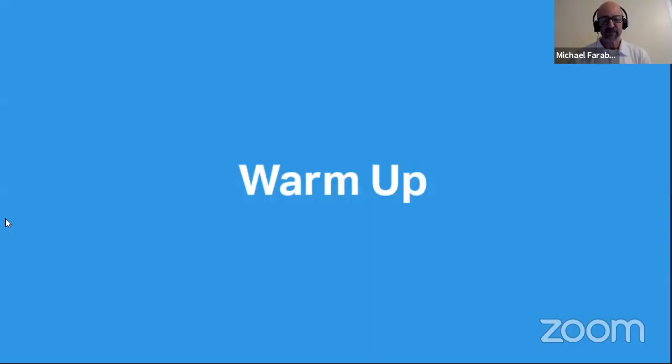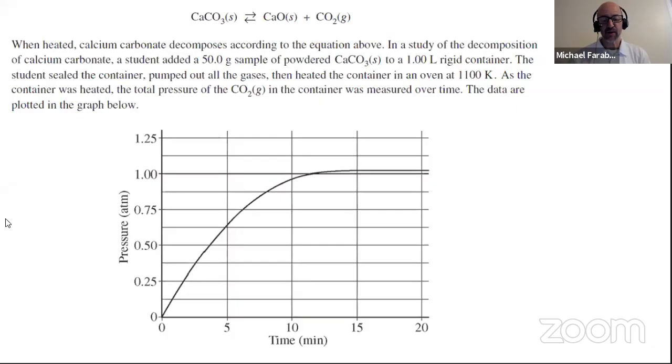Our warm-up problem is the AP problem that I had assigned for homework from yesterday's class. So we have an equilibrium situation, which you can tell up at the top here. We can see the double arrows. So this is our equilibrium system, and we have calcium carbonate. When heated, it decomposes according to the equation shown above. In a study of the decomposition of calcium carbonate, a student added a 50-gram sample of powdered calcium carbonate, CaCO3, to a 1-liter rigid container.